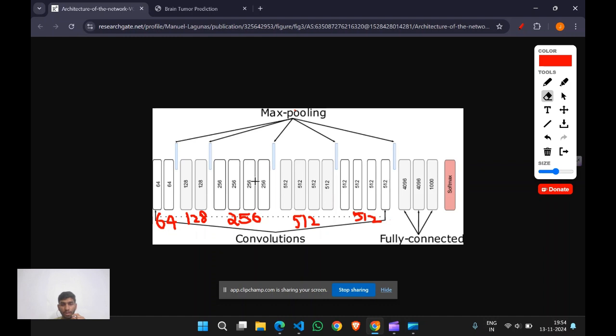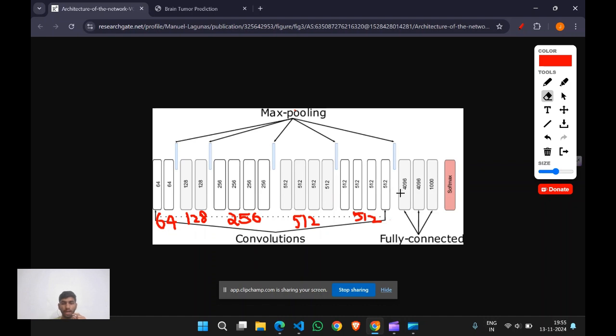After passing through all five blocks of layers, it passes to the first fully connected layer. In the first fully connected layer, it converts the images into a flattened single vector. It contains 4,096 neurons. A neuron is nothing but the output which we get.